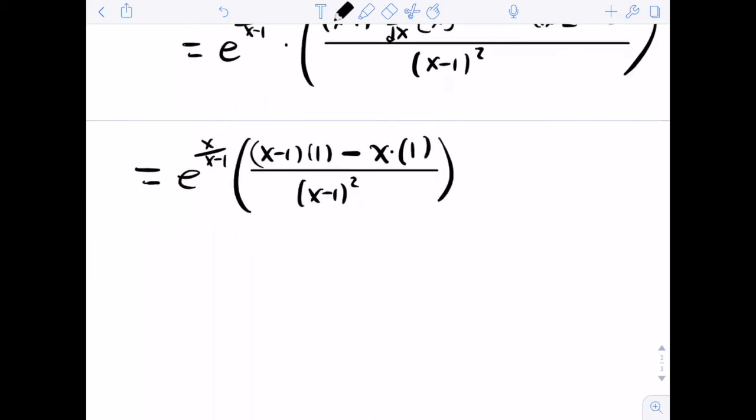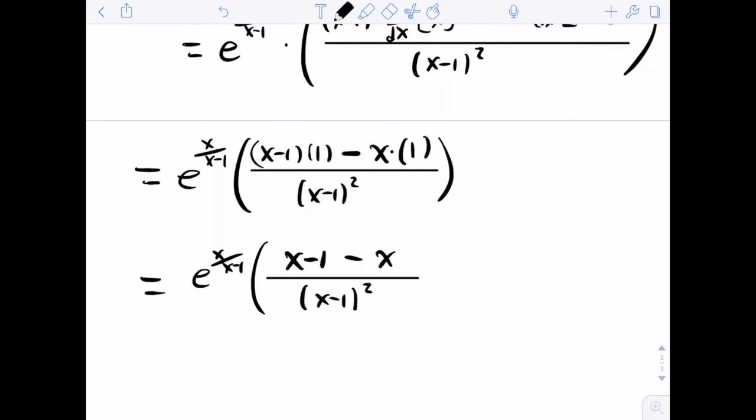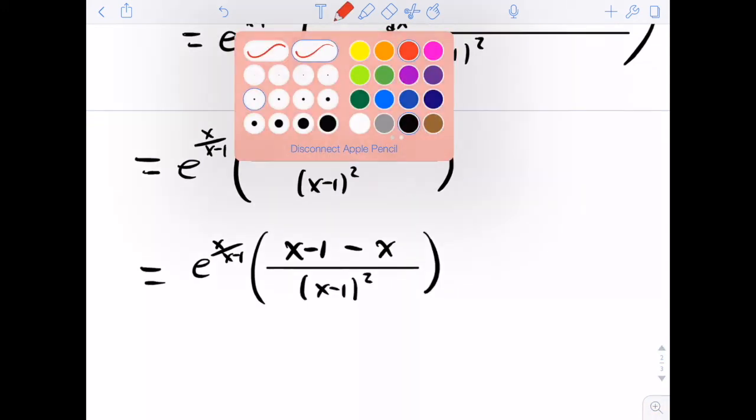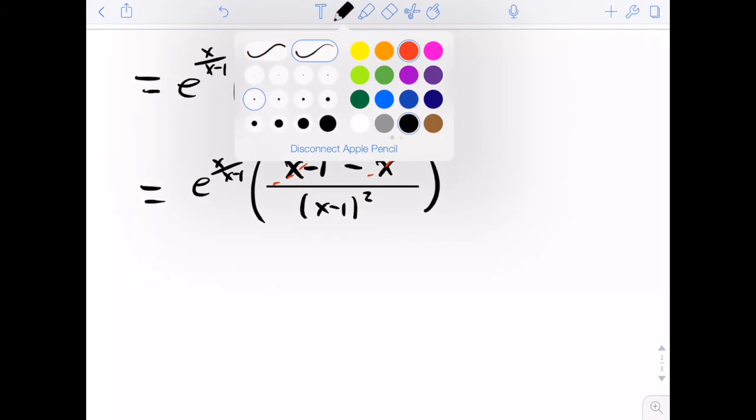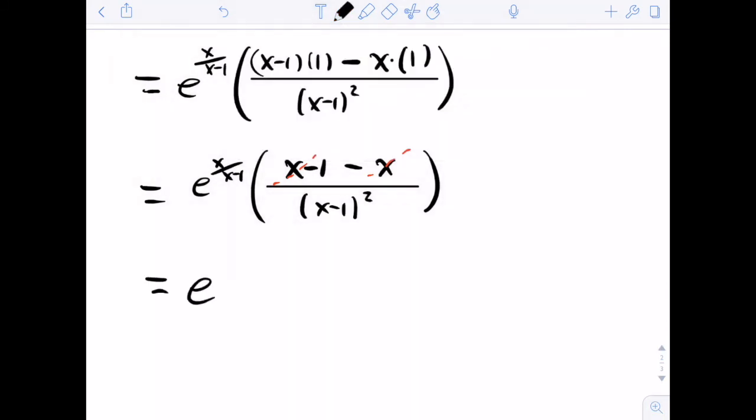Okay, so then we can simplify this a little bit. We've got x minus 1 minus x, all over x minus 1 squared. And then a neat little thing happens here where these x's cancel off because you have a positive x on the left and a negative x on the right, so they go away. And then what you're left with is e to the x over x minus 1 times minus 1 over x minus 1 squared. Okay, so that's the derivative.